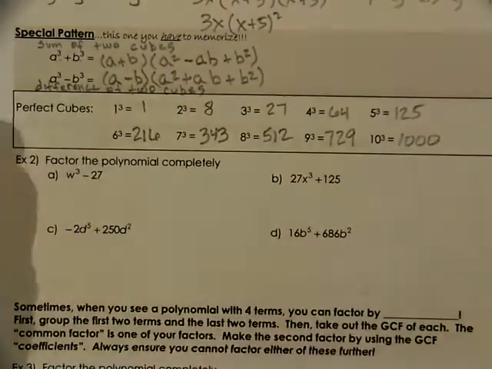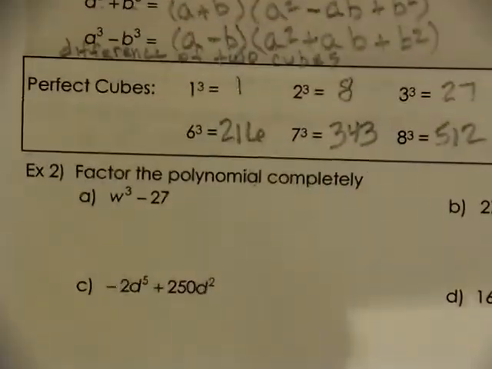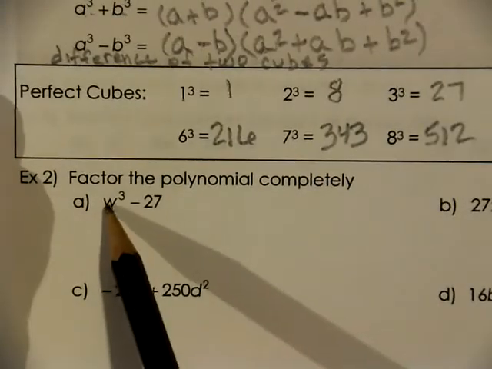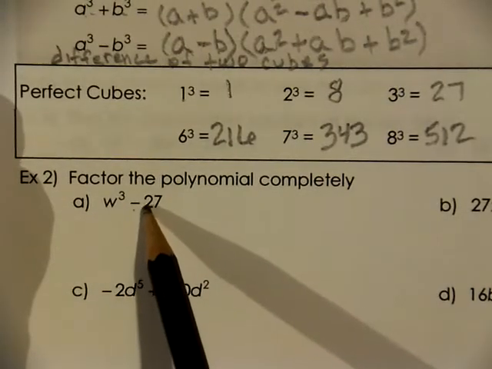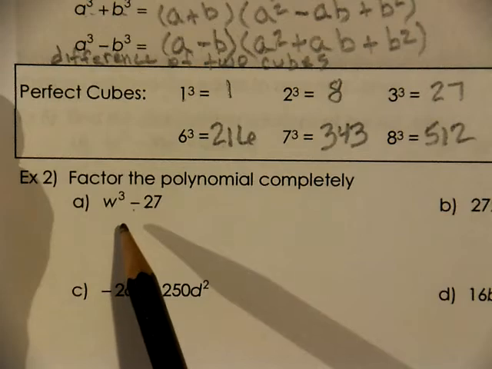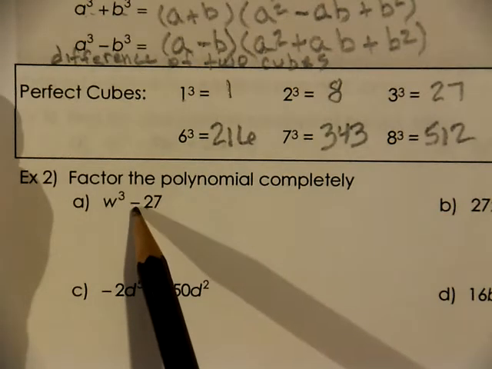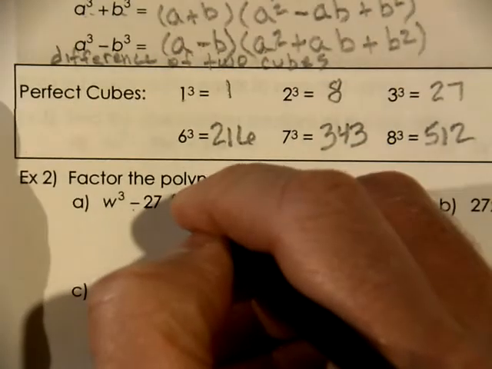So now we move up and we look at w cubed minus 27. We're going to factor this completely. Notice that this is the difference of two cubes.